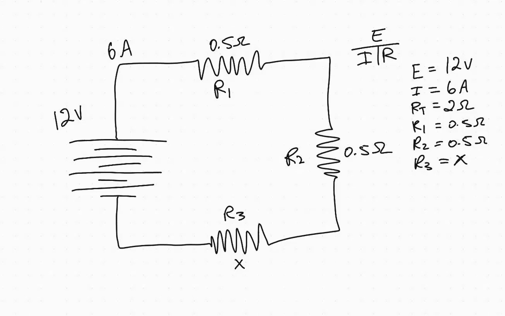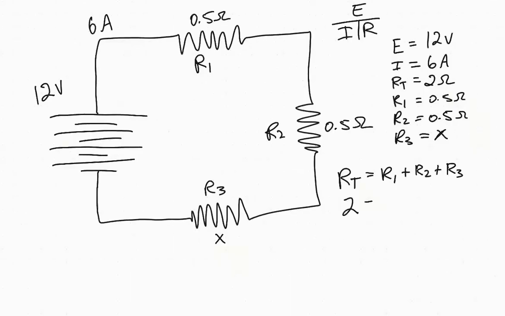In order to find RT, RT is equal to R1 plus R2 plus R3. Now, RT, we already figured that out, which is 2. R1 is 0.5. R2 is also 0.5. And then R3 is X. So what we can do is we can bring down the 2, bring down the equal sign, add 0.5 to 0.5, which will give us 1 plus X.